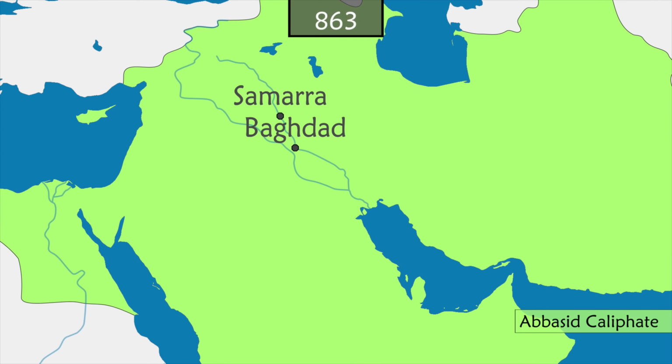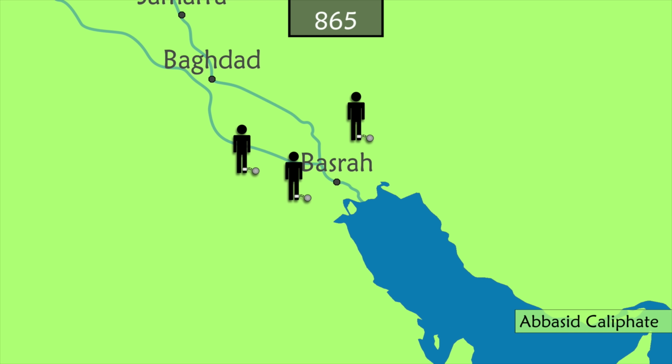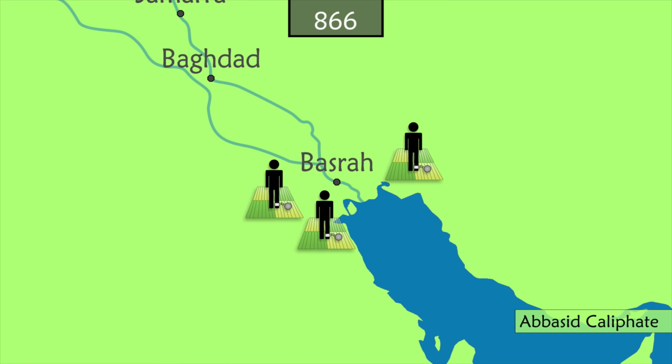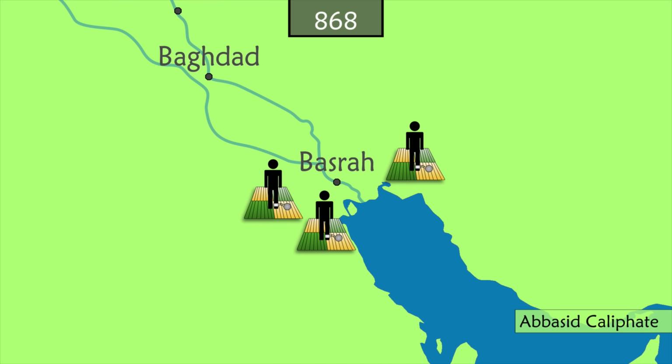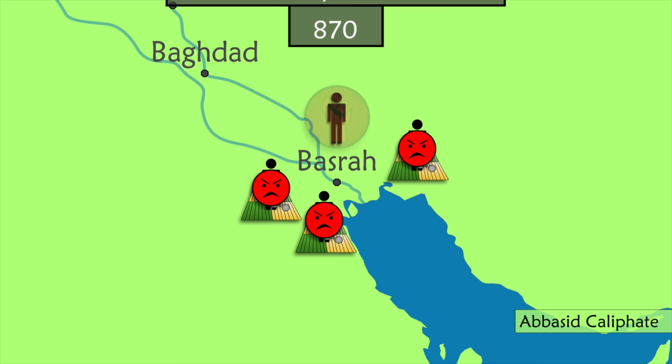Further south, towards Basra, there are huge swamps. Thousands of slaves are sent there to work the land in order to make it arable. The work is backbreaking, and the living conditions are difficult. In 869, Ali ibn Muhammad, of uncertain origin, takes advantage of the slaves' discontent to organize an insurrection.